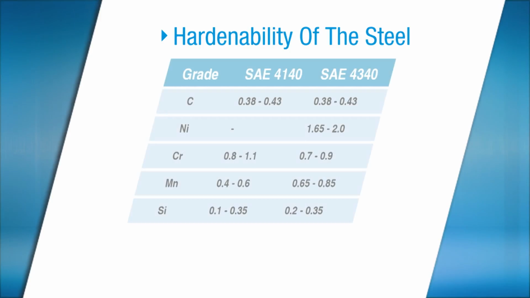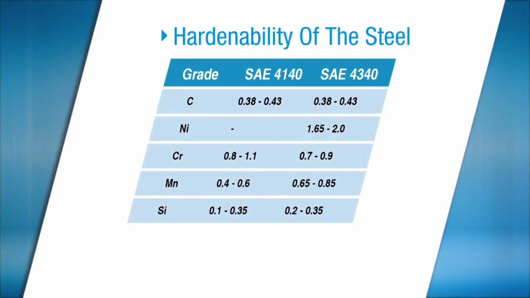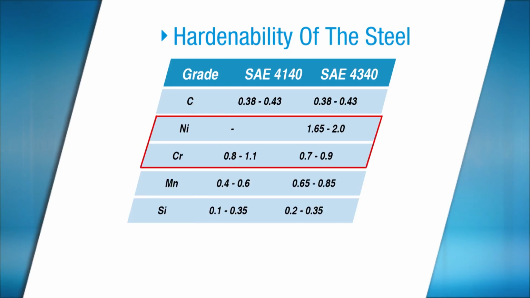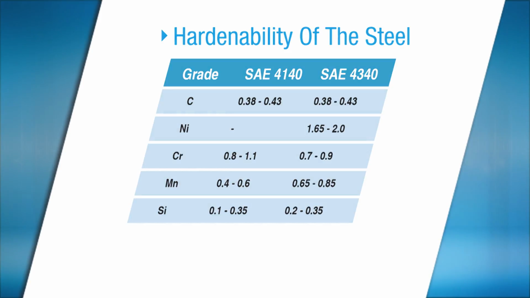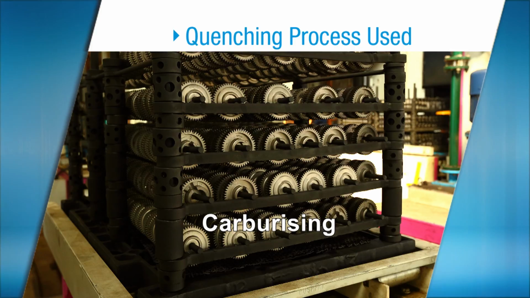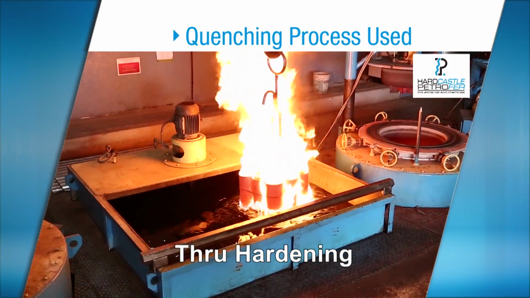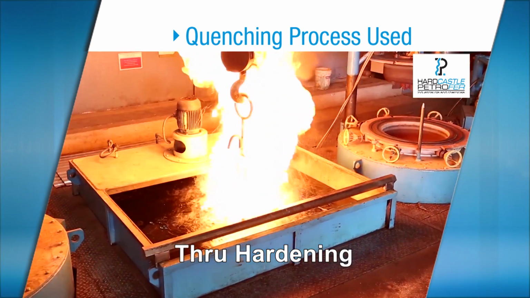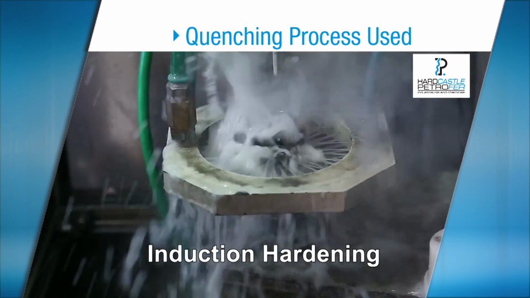Hardenability of the steel. The hardenability of the steel, which mainly depends on the chemistry or grade of steel and percentage of alloying elements. Quenching process. The quenching process used, whether carburizing, through hardening, or induction hardening.